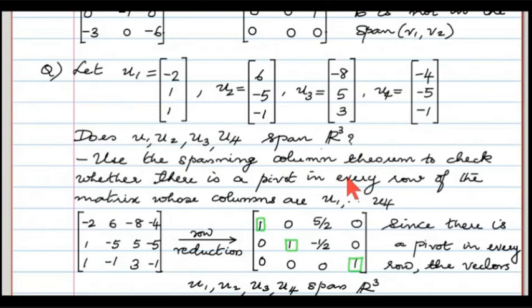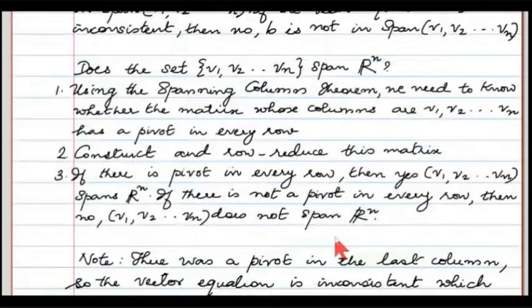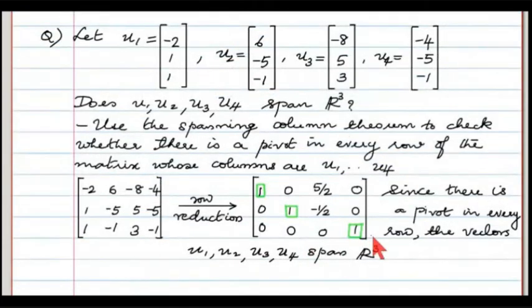After row reduction, we will get a matrix like this. Here we have one pivot in every row. So since there is a pivot in every row, the vectors u1, u2, u3, u4 span R3.